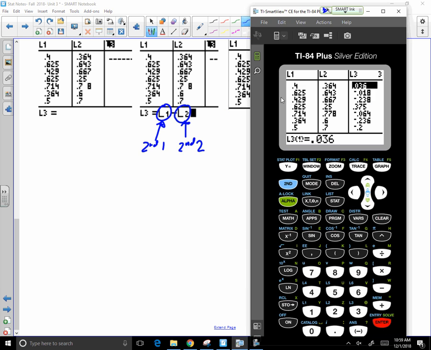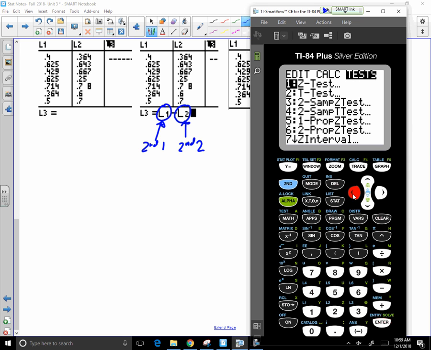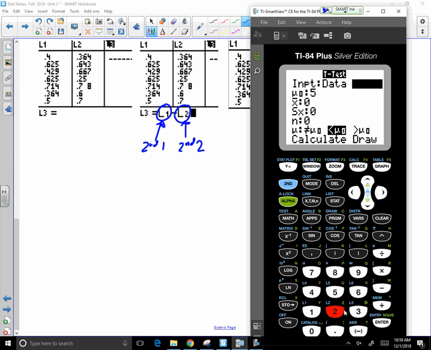So anyway, stat test option 2. We had a choice again of data or stats. The last time we used stat test 2, we selected stats because we had no data. So hit the left arrow to select data.